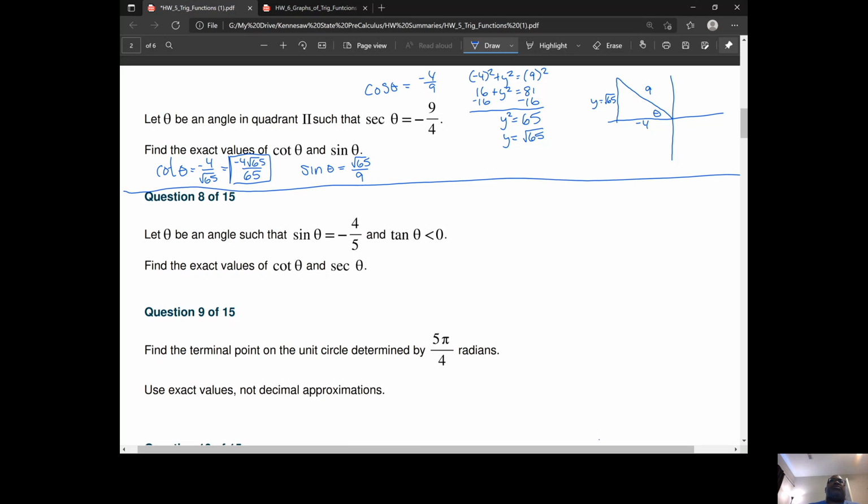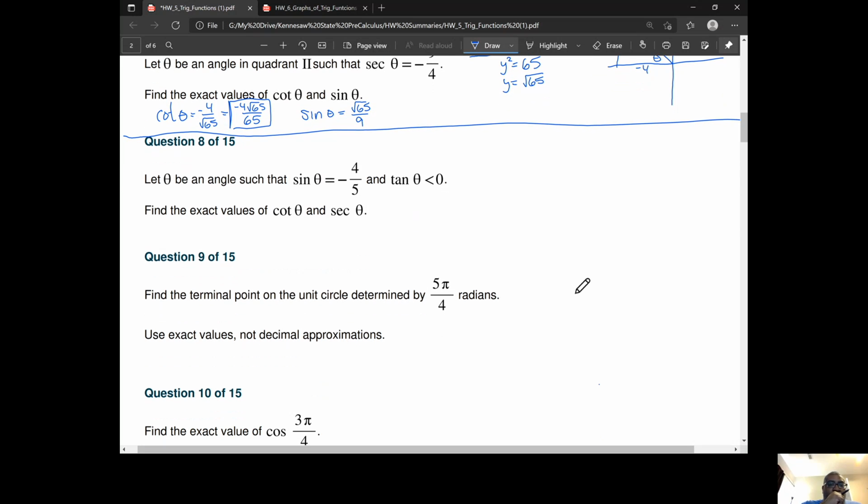A lot of these problems are the same, and that is good for us because we want to ensure that we know how to do all of this. So let us continue. Number 8.